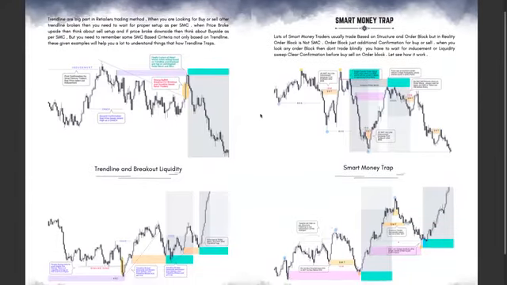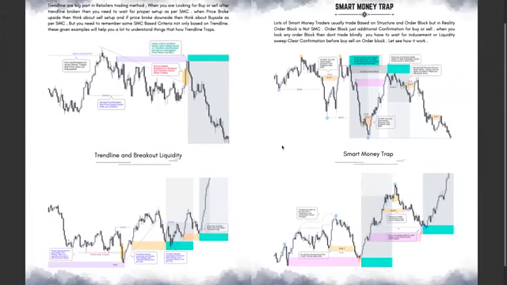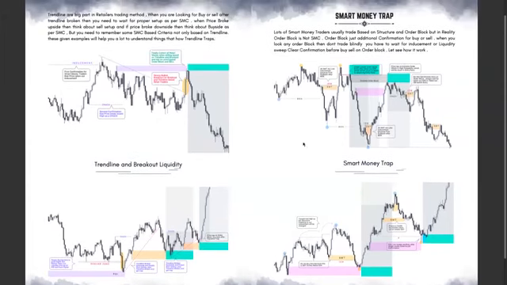Okay, so this is a smart money trap, correct? And this is a trend line liquidity, right? And smart money trap. So if anyone has any question regarding this page, you can annotate here. I will explain to you.